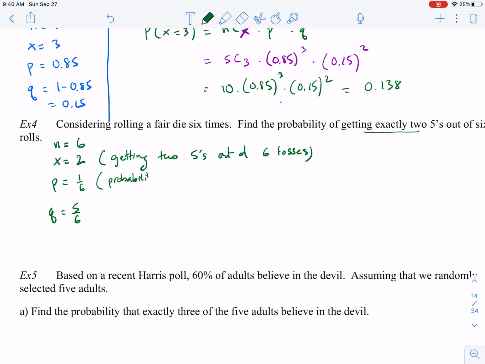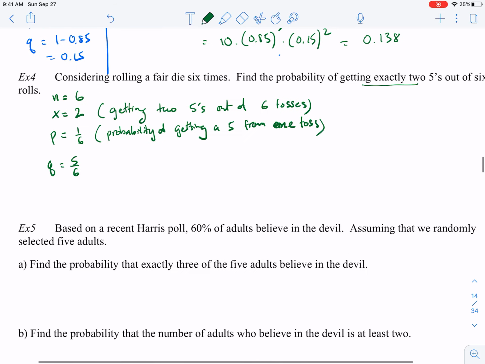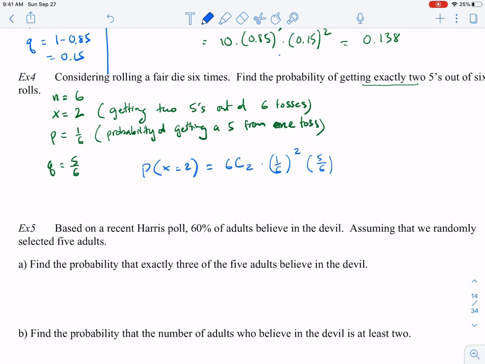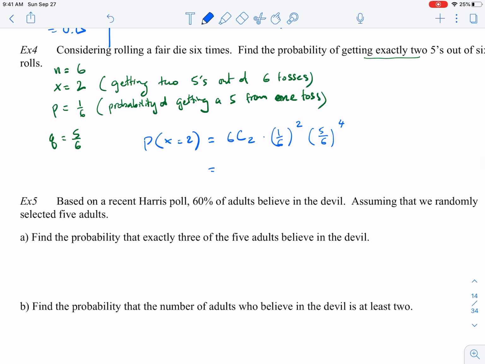Probability of getting a 5 from one toss. All right, so that's what P is. So now we're ready to do the formula. We say, what is the probability of getting 2 5s out of 6 tosses? So that is n choose x, so 6 choose 2, times P, which is 1/6 to the x, in this case 2, times Q, which is 5/6 to the n minus x, in this case 4. And if we crank that in our calculator, that should give us the answer of 20%.